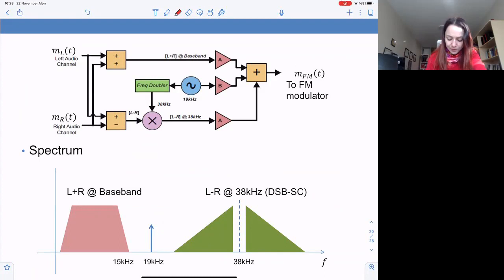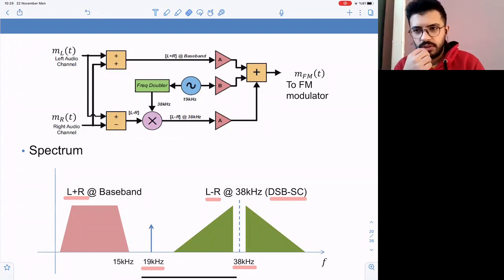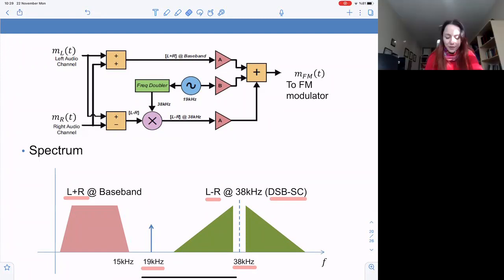So let's take a look at this in the frequency domain, what's going on. L plus R is here at baseband. And this is my carrier at 19 kilohertz. And this is my L minus R, modulated to 38 kilohertz through double sideband suppressed carrier. So none of these things are overlapping, as you can see. What do you think is the reason for the carrier at 19 kilohertz? Right, exactly. That is going to aid in the demodulation, right?